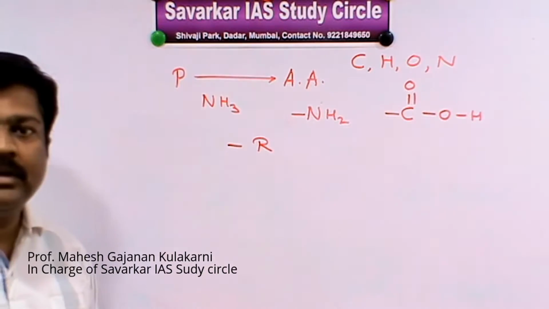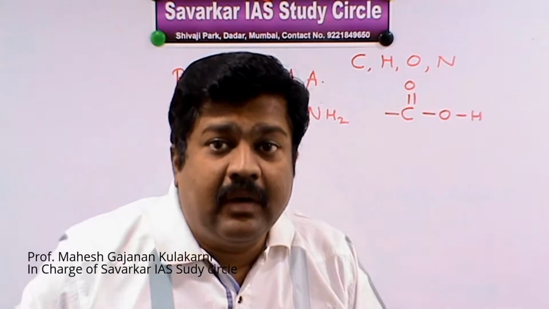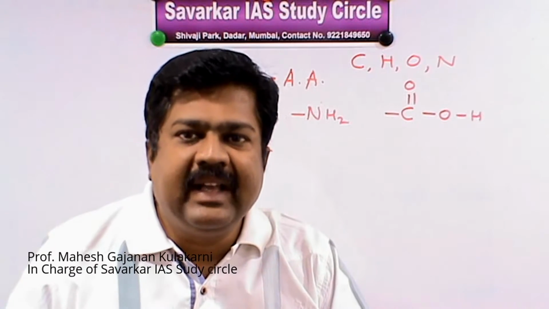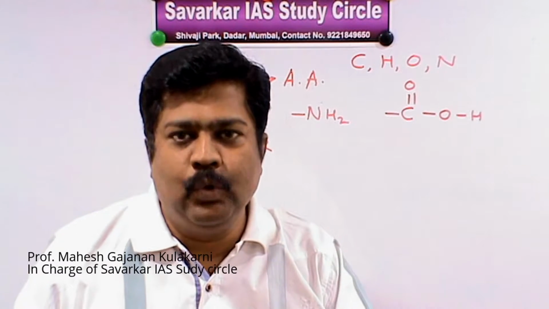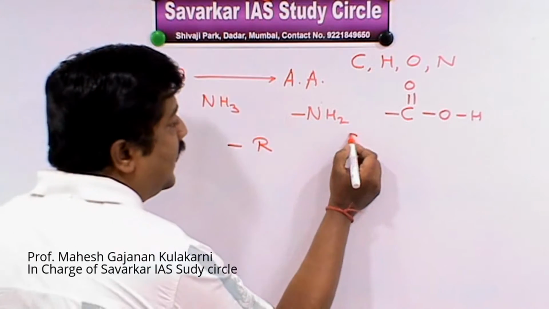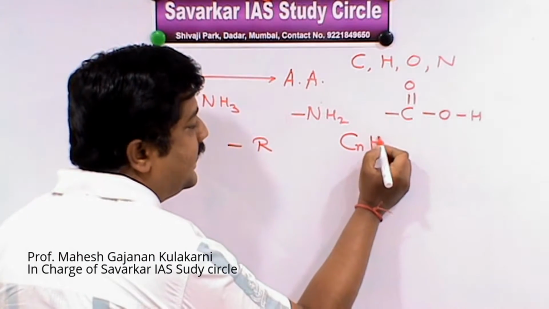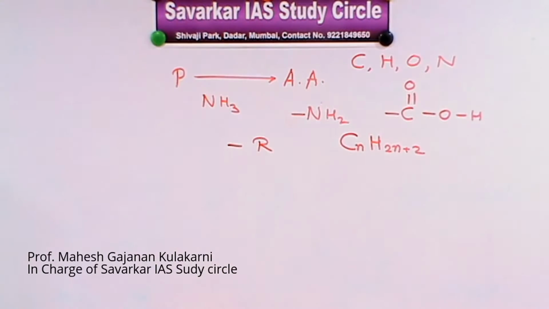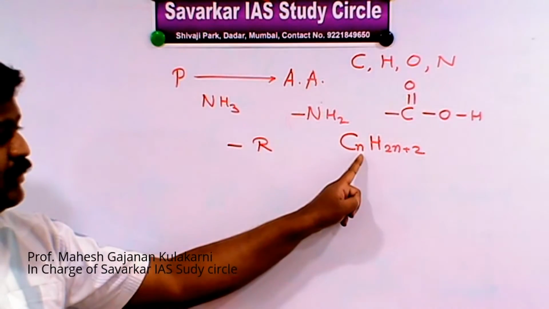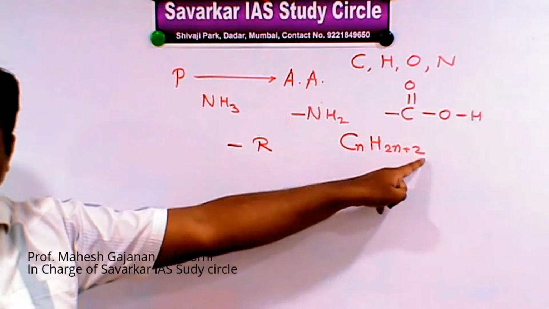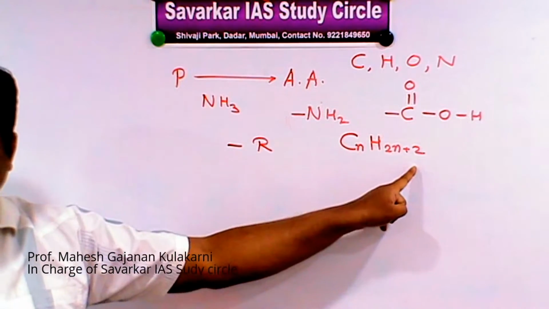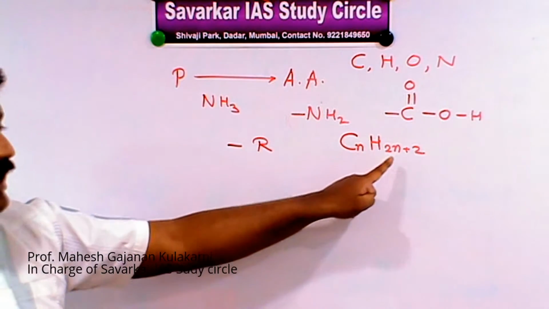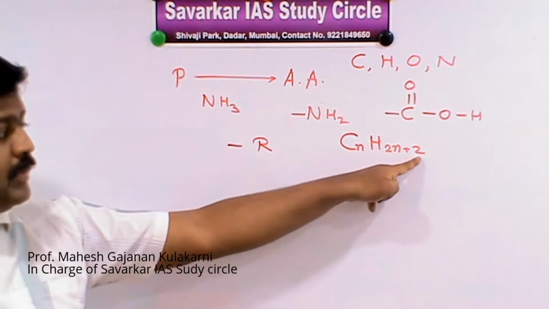Try to recollect the organic lecture where we are aware of methane, ethane, propane, butane. Everywhere the formula is CnH2n+2. Suppose C is 1, then 2 into 1 is 2, 2 plus 2 is 4, so it is CH4, which is called methane. If C equals 2, then H is 2 into 2, 4 plus 2, 6.